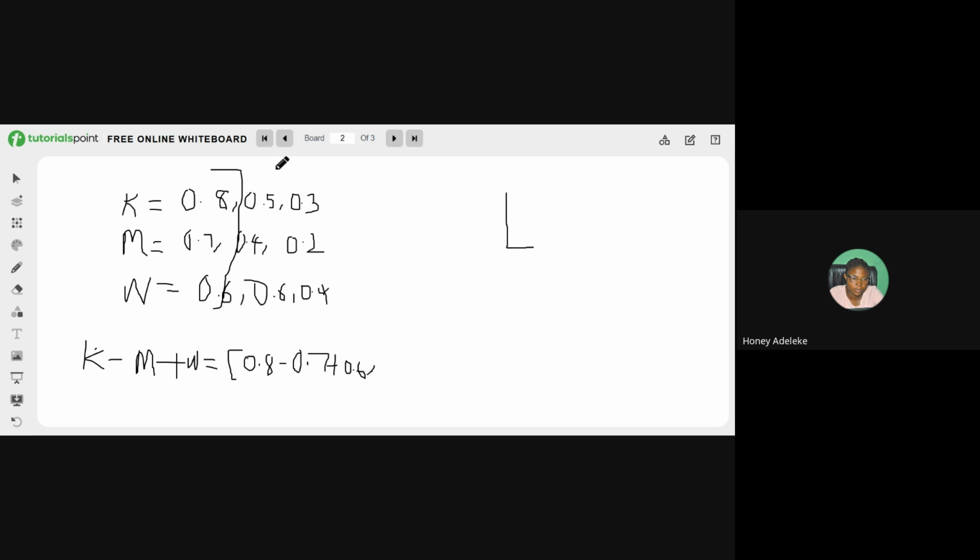After we're done with the first one, you pick the second one, separated by a comma. Then you have 0.5 minus 0.4 plus 0.6. Yes, it should be plus 0.6. Then the last dimension, we have 0.3 minus 0.2 plus 0.4.